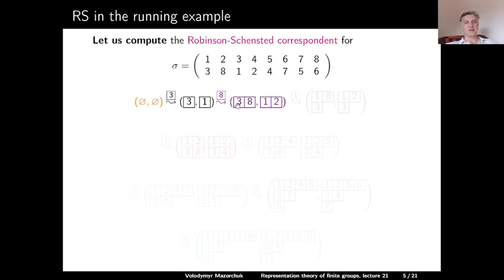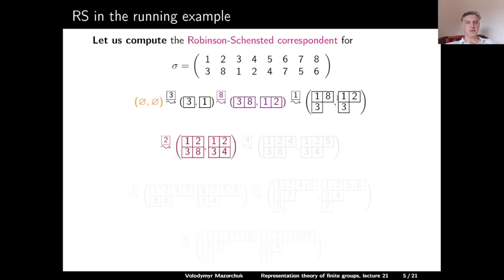8 is greater than 3, so it goes to the first row. So we get 3, 8, and 1, 2. Next we insert 1. 1 bumps 3, so 3 goes to the second row. So we have 1, 8, and 3 as the insertion tableau, and 1, 2, and 3 as the recording tableau.